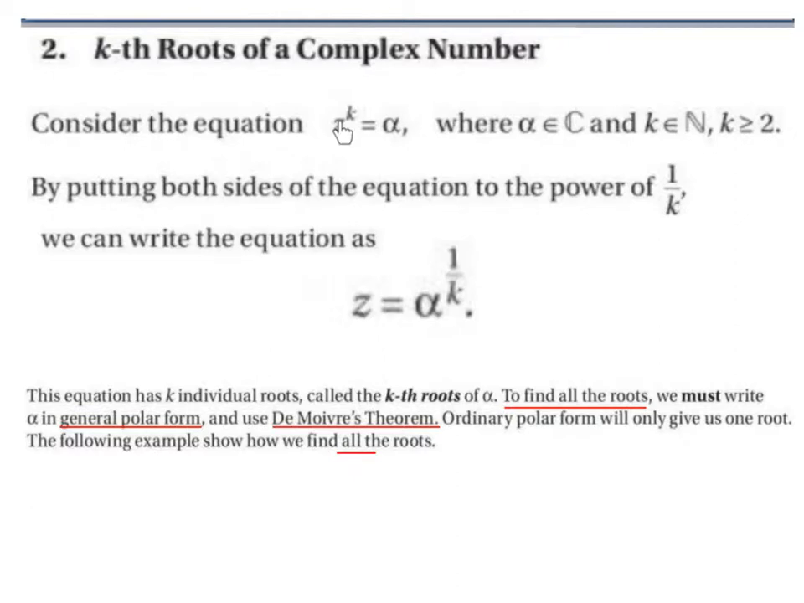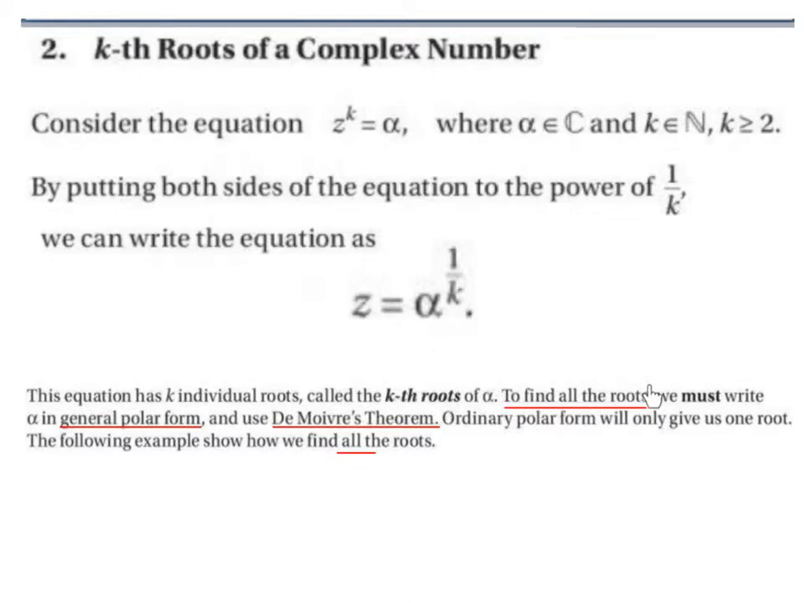So raising z to the power of k, to the power of 1 over k, raising a power to a higher power, we multiply the powers, and k, which is really k over 1, multiplied by 1 over k, just gives us 1. So z to the power of 1 is just z. But if we raise the left-hand side of the equation to the power of 1 over k, we must raise the right-hand side of the equation to the power of 1 over k as well. So we get alpha to the power of 1 over k. So solving for z, we get z equals alpha to the power of 1 over k. This equation has k individual roots called the kth roots of alpha.